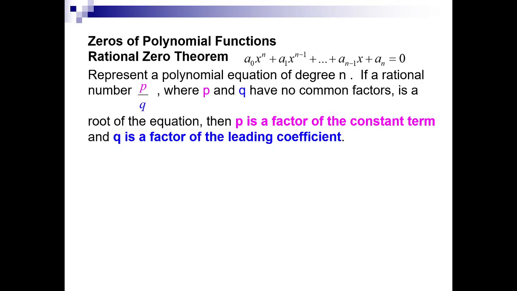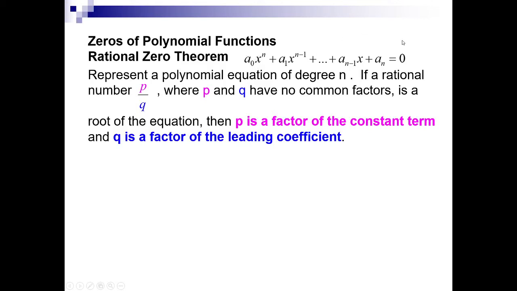Again, hello everyone. This session we will be dealing with the zeros of polynomial functions, and we will have the rational zero theorem for this session. So it states that for a polynomial equation of degree n, if a rational number p over q, where p and q have no common factors, is a root of the equation, then p is a factor of the constant term, meaning this term, and q is a factor of the leading coefficient, this one.